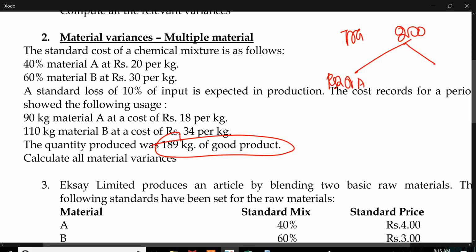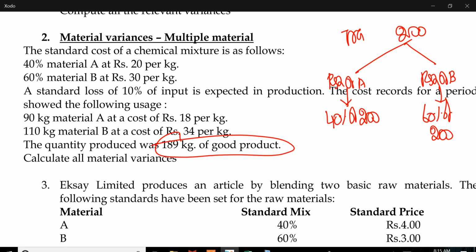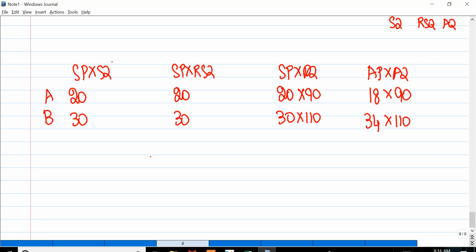RSQ of A, RSQ of B. A is 40% of 200. B is 60% of 200. The mix is given in the question, 40, 60. So the numbers are 80 and 120. 40% of 200 and 60% of 200. That is where that 40-60 mix is given in the question.